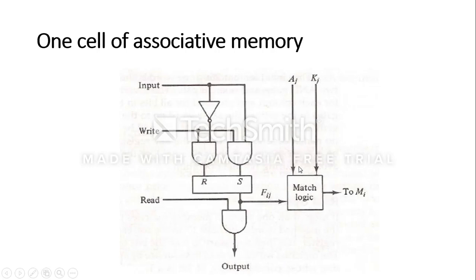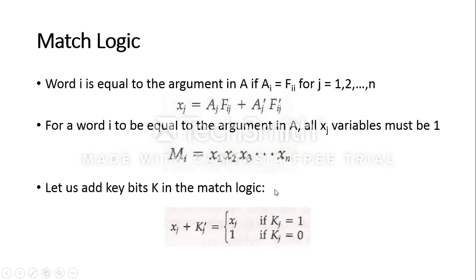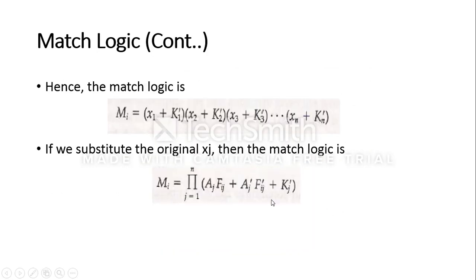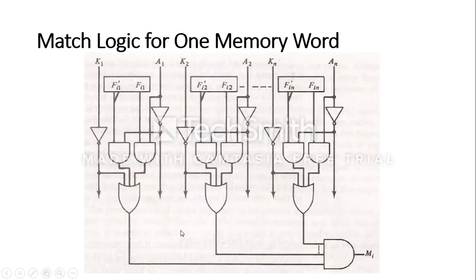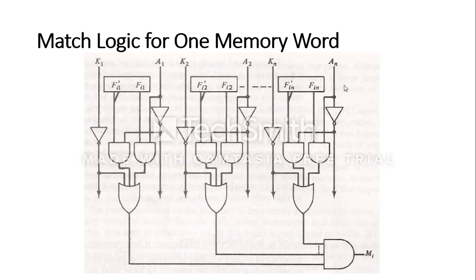So for this match logic block, now we know the internal logic. So this match logic block is required to have the implementation of this final mi equation. So this is the logical implementation of mi. Basic gates, AND, OR, NOT, are used to implement the final equation of mi, and for the memory cells we have used flip-flops. So this is about the design of an associative memory.